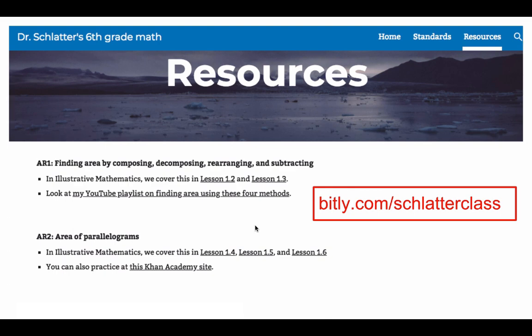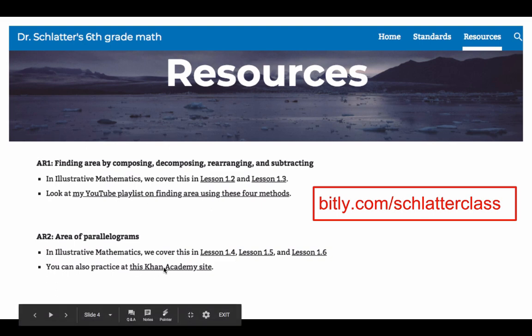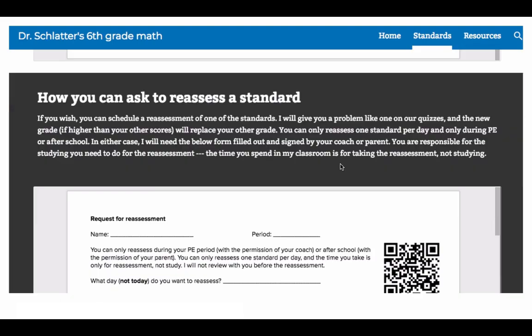Here's some information about what those standards mean. You can find this page at my webpage, which is bit.ly/SchlaterClass. And if you go to the resources portion, you can see the first couple of resources that we've covered in our class. So we've covered AR1, and here are some links to where you see these in Illustrative Mathematics. And I also have extra resources like YouTube playlists or Khan Academy sites where you can go and practice. If you go to the standards section of my website, it'll tell you how your student can take a quiz again. In other words, request a reassessment.